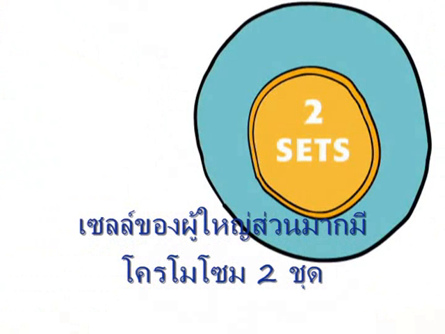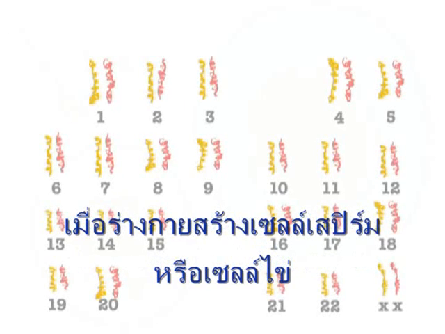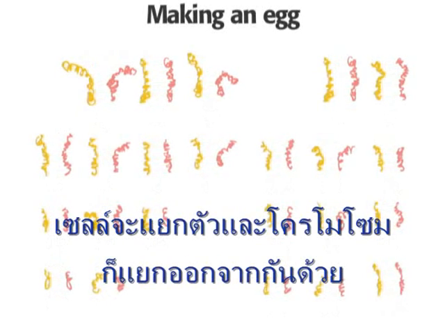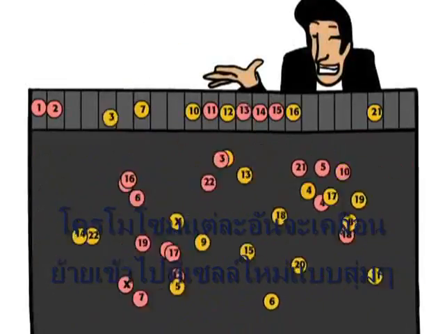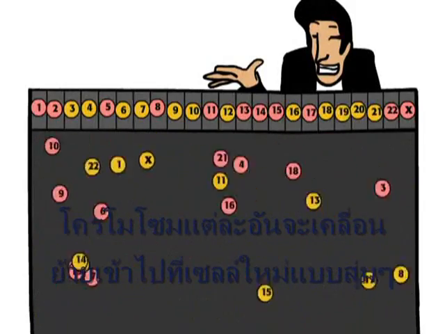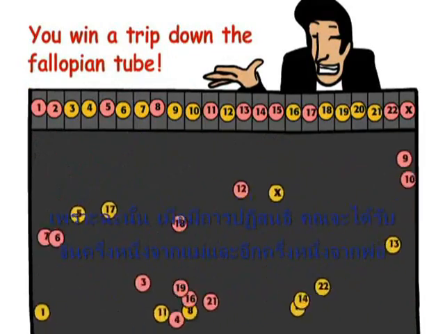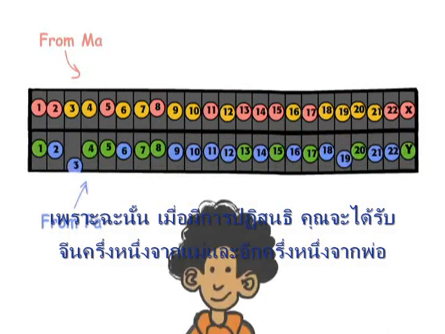Most adult cells contain two sets of chromosomes, but sperm and egg cells have only one set of 23 chromosomes each. When the body forms sperm or egg cells, a cell divides and pairs of chromosomes separate. A random member of each pair moves into each new cell. This is why, when you were conceived, you obtained half of your mother's genes and half of your father's genes.